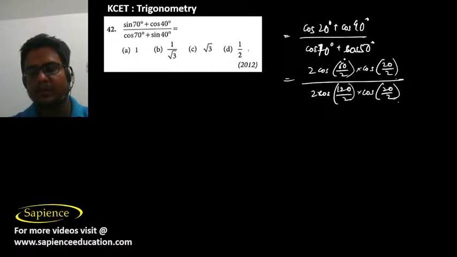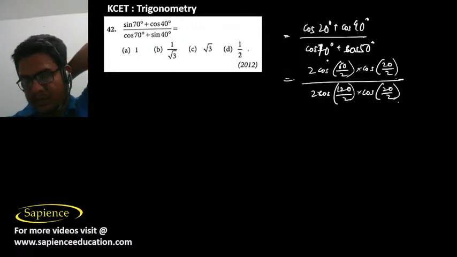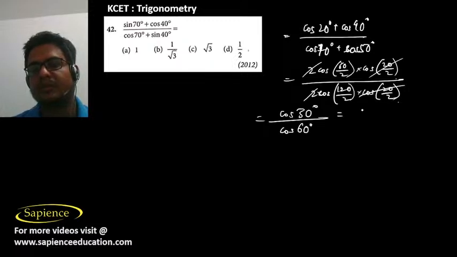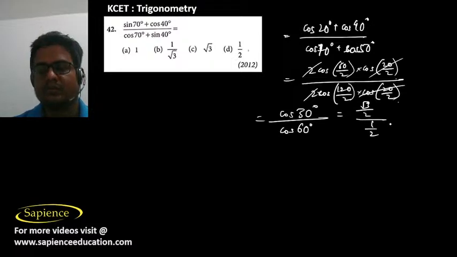So 2 and 2 will cancel, so this will be cos 30 by cos 60. So this will be equal to root 3 by 2 divided by 1 by 2. So now here 2 and 2 will cancel, that is equal to root 3. So option C is the correct answer.